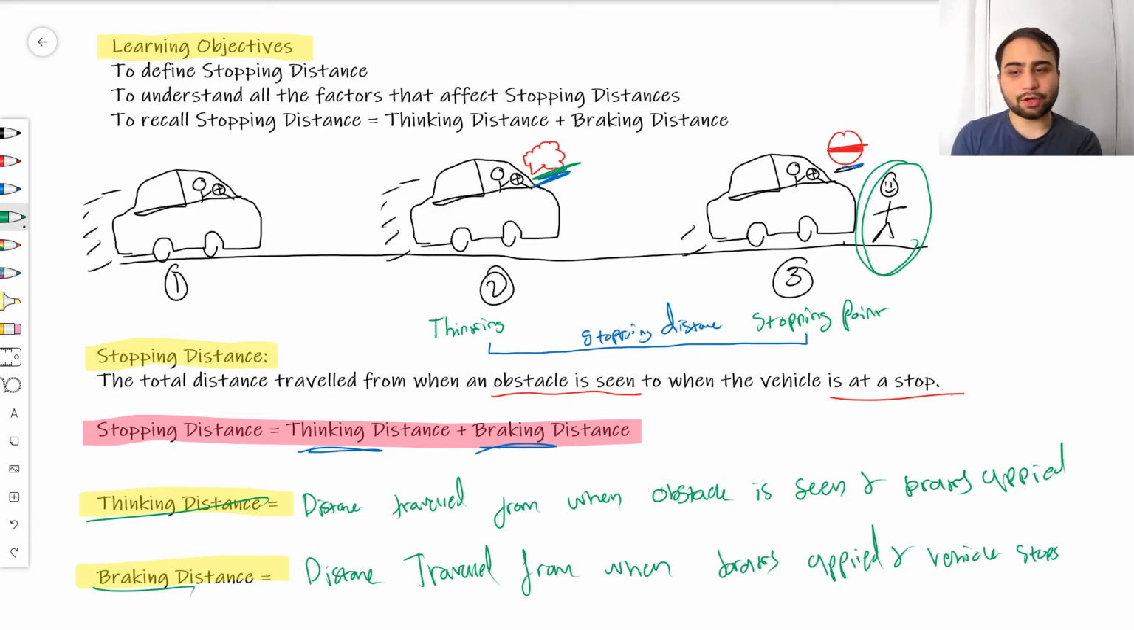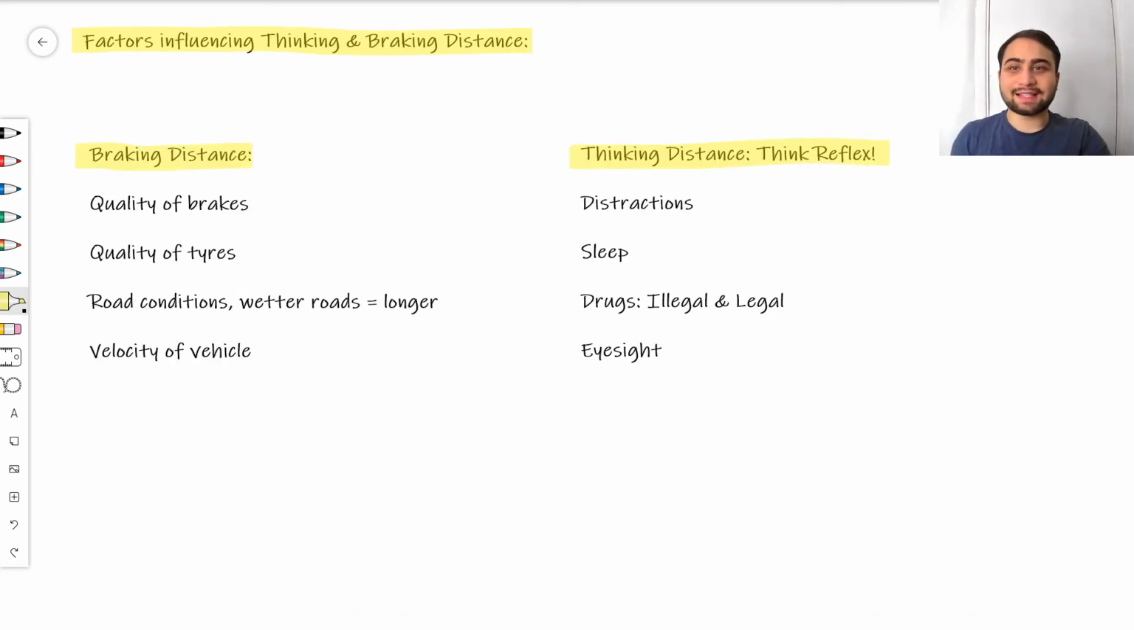Now what we want to look at is what sort of factors actually affect thinking distance and braking distance. Okay, now let's have a look at some of the factors influencing both thinking and braking distances. So first of all, let's look at thinking distances because that's usually the easier one. Whenever we're thinking about what affects thinking distance, think what affects reflexes. So number 1 is distraction.